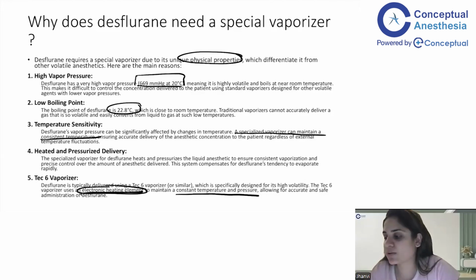But if they ask you in your exam overall, why does desflurane need a special vaporizer? It is because it has a high vapor pressure, it vaporizes easily, it has a low boiling point, and it gets converted from liquid to gaseous state very easily. And the third thing is that it is temperature sensitive. So any external changes or fluctuations in temperature can change the state of desflurane. So we need a vaporizer that will maintain a consistent temperature and pressure. Okay. So that is all about desflurane.